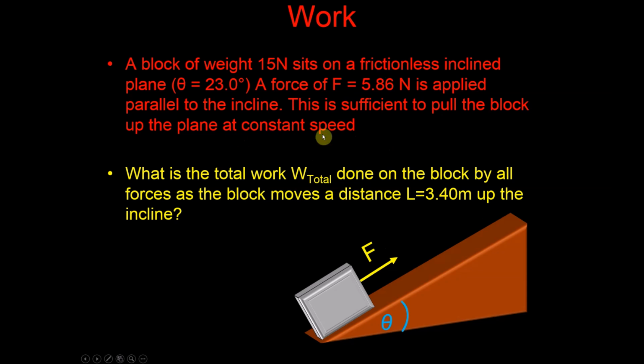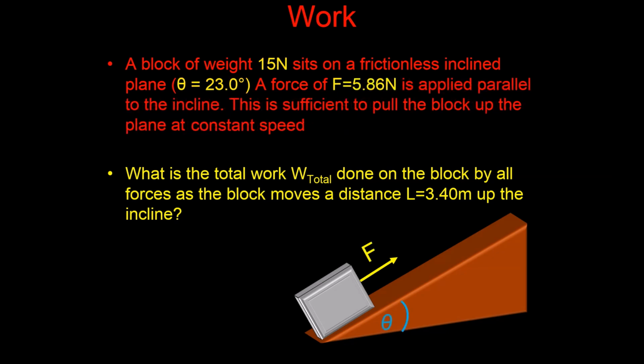So there are a few things being mentioned here. We have a force, we have theta, we have the weight of the block given as a force already, and we have the block moving at a constant speed. The question here is, what is the total work done on the block by all these forces if it moves a distance of 3.4 meters up the incline? So now we have a displacement along this incline. There are our values, there's our situation. Do you see the trick yet? There's a trick to this one.